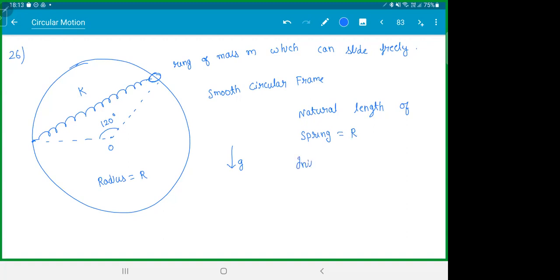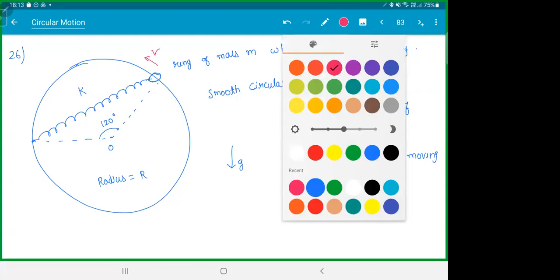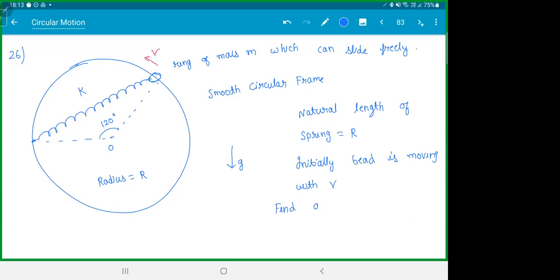Initially, the bead is moving with V. So at this instant, this bead's speed is V in this direction. Find the centripetal acceleration, the tangential acceleration, and the normal reaction at this instant. Let's get this done.